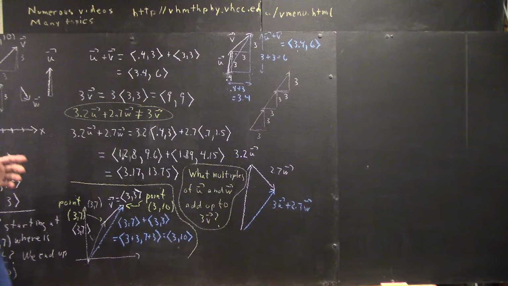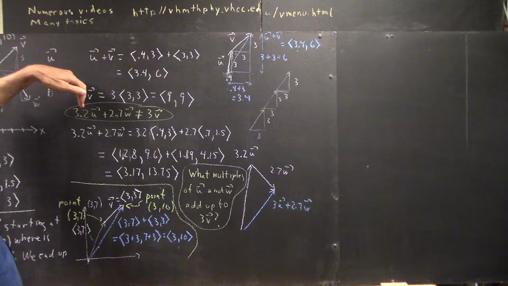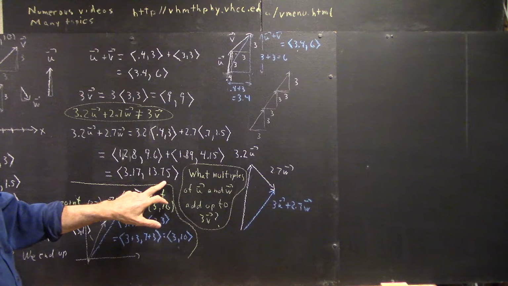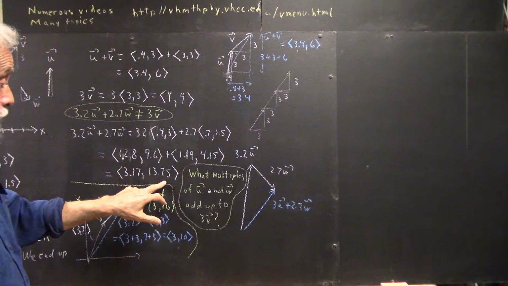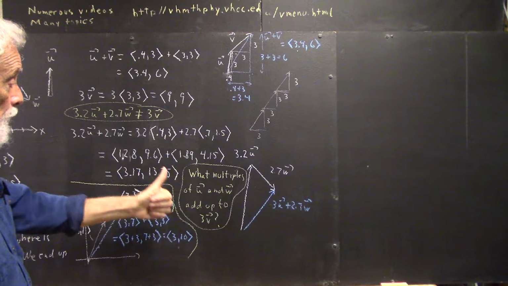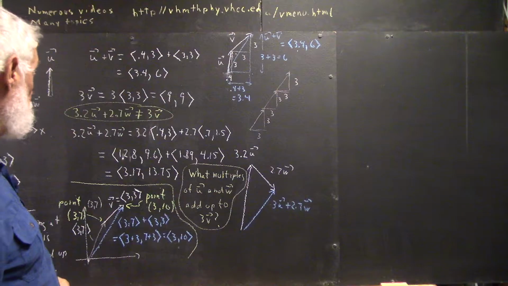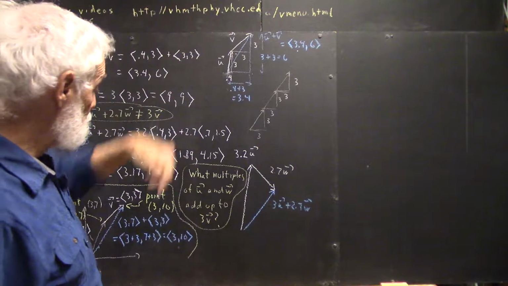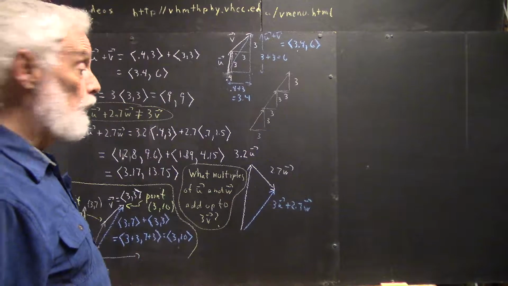Well, 3.2u plus 2.7w gives us the vector 3.17, 13.75. 3.17 this way, 13.75 this way. 3v is 9 this way and only 9 this way. These don't match up very well at all.